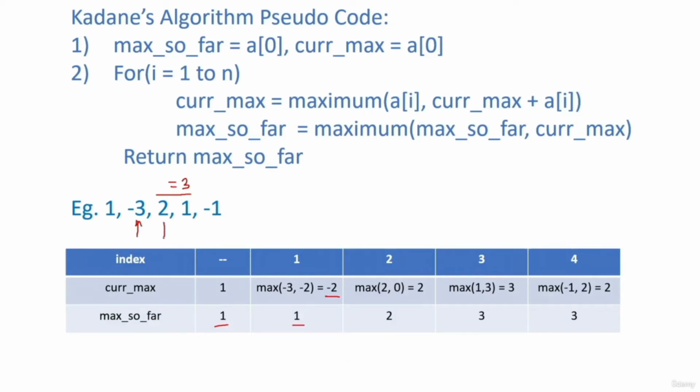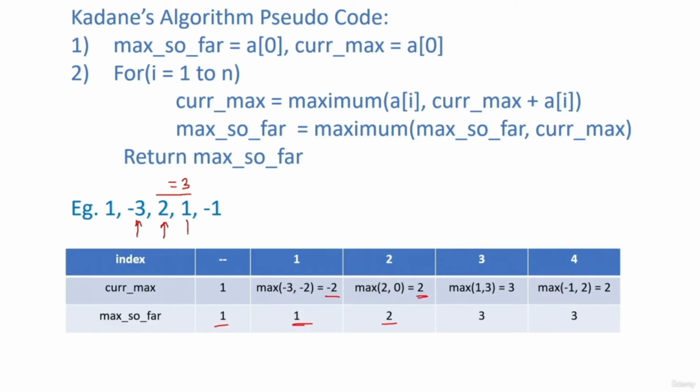Similarly, in the next iteration, we are at index 2 and the element is also 2. We are comparing 2 with 0, which is -2 plus 2, and we are getting the maximum element 2. And to find the max so far, we are comparing this 1 and 2, and we are getting 2 as the maximum element.